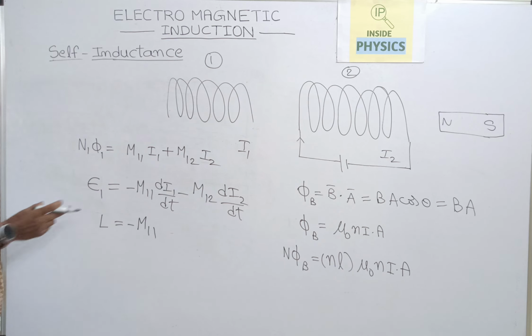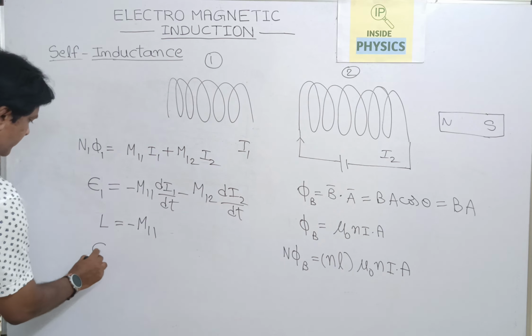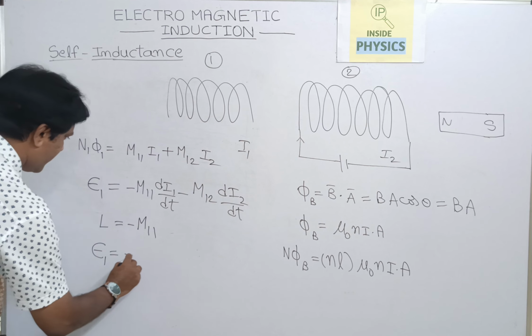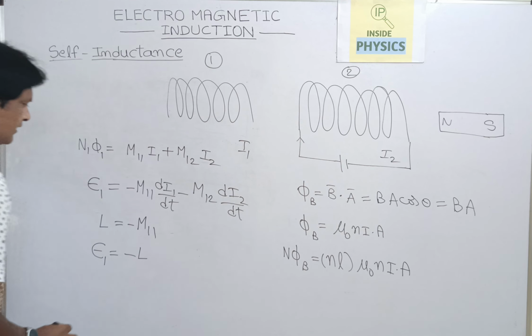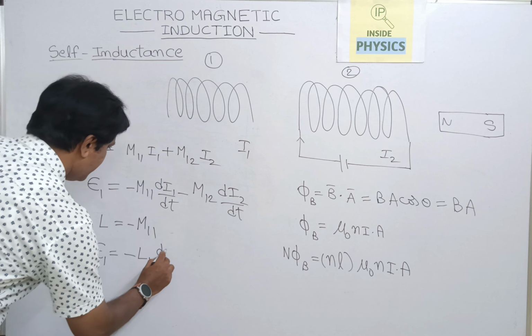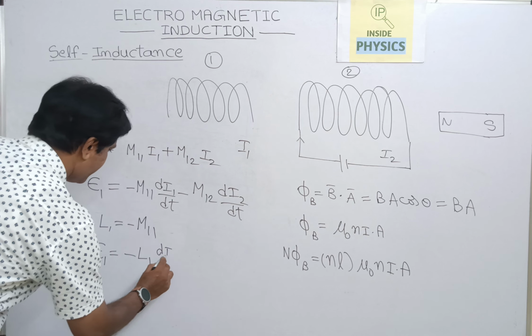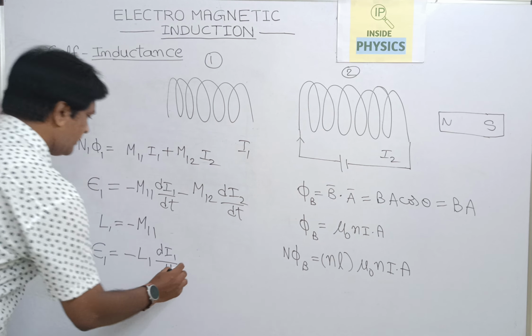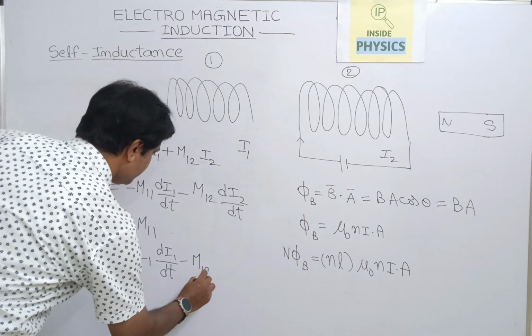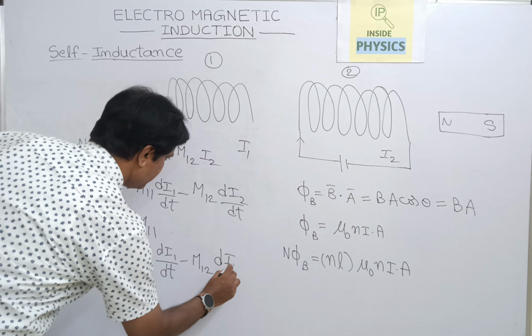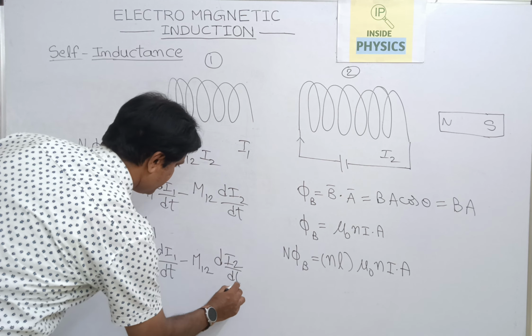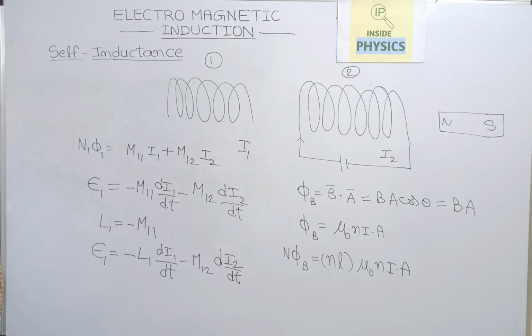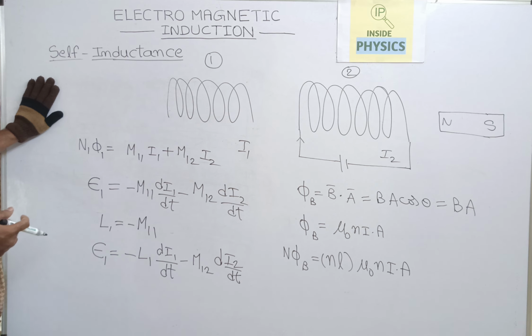So this equation can now be written as minus L1 di1 by dt. This is the self inductance of the first coil, which is why it is written as L1. This is how we understand the theory of self inductance.